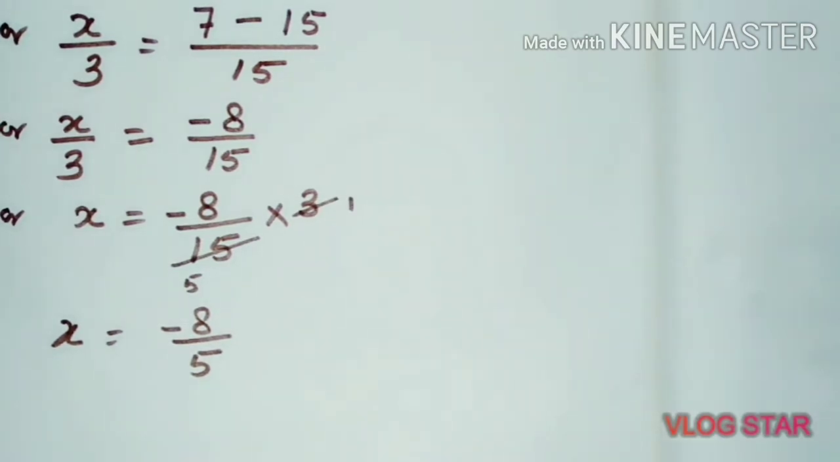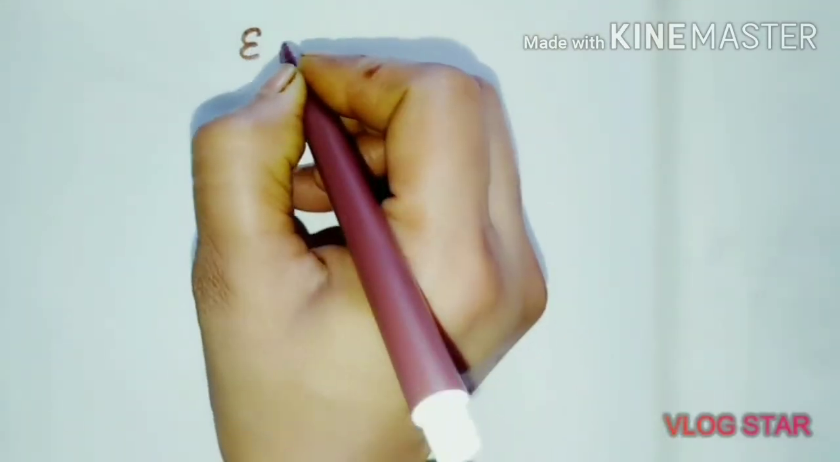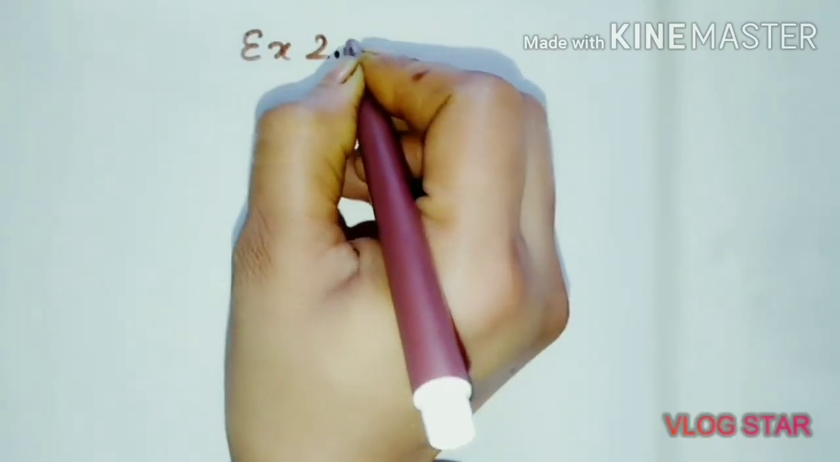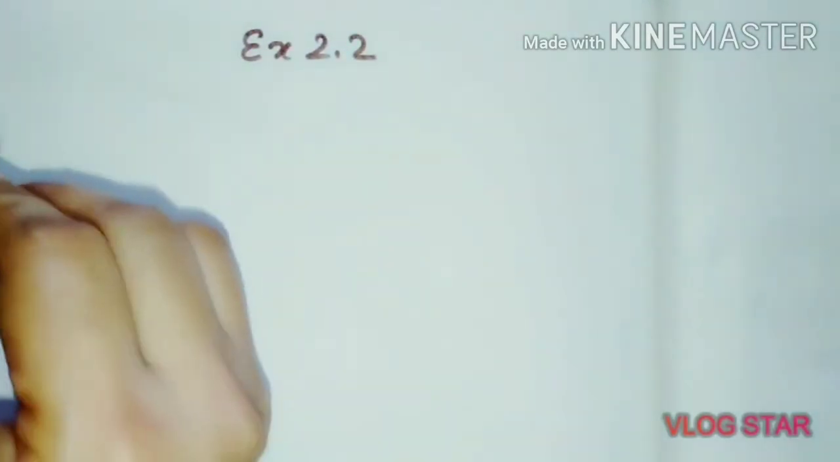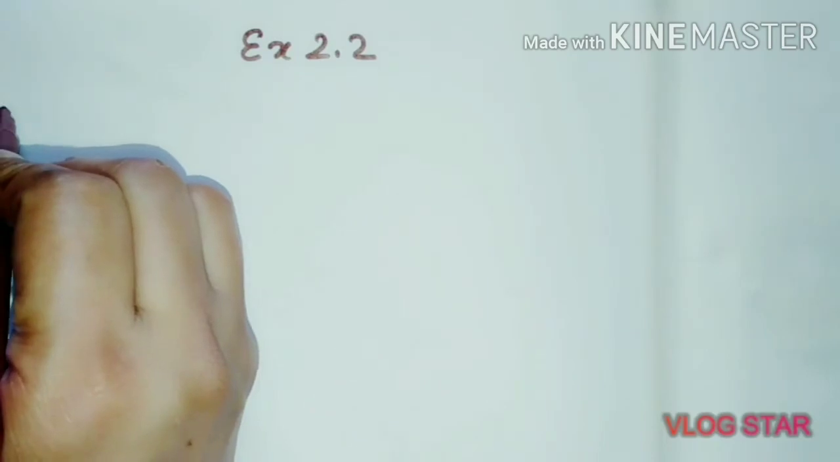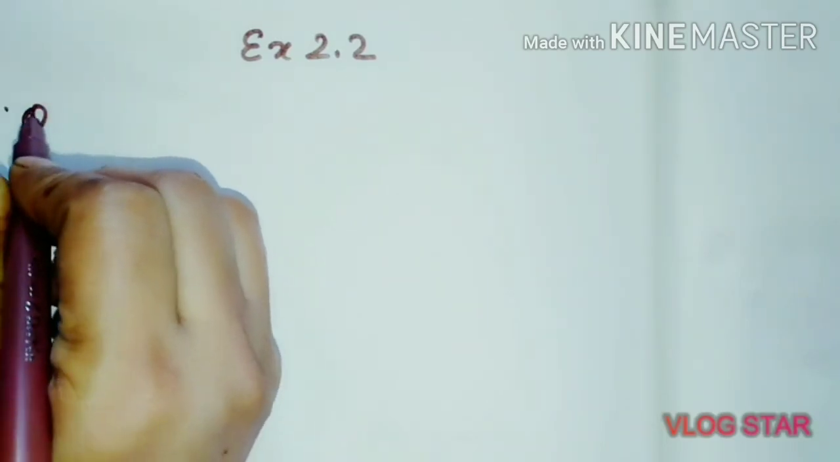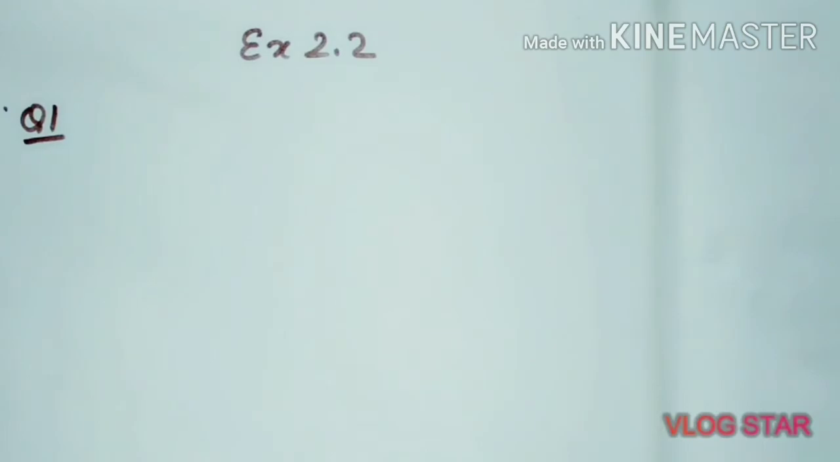Now in the next exercise, 2.2, word problems are there. You have to understand the condition given and then you have to express it mathematically. The unknown quantity is taken as the variable, and then you have to write the expression form, and then you have to try to solve.